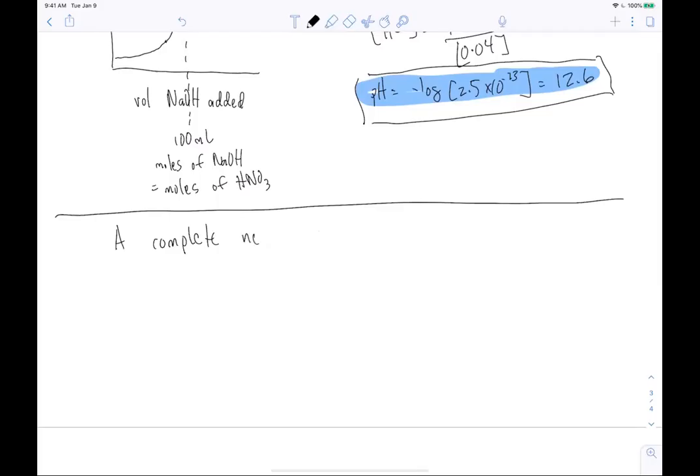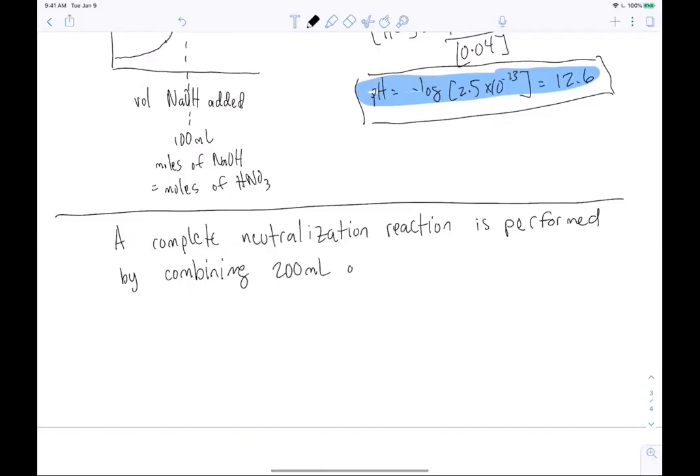So the problem is: a complete neutralization reaction is performed by combining 200 milliliters of 0.20 molar lithium hydroxide and 100 milliliters of 0.4 molar nitrous acid. And then the question is, what is the pOH?